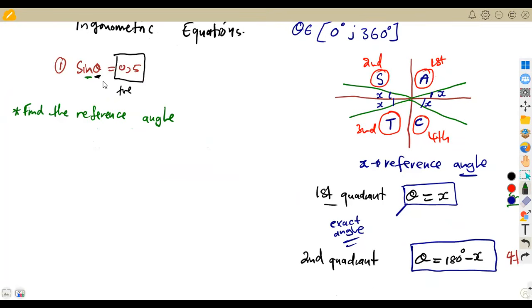So where sine is positive, we are going to have our sine positive in the second quadrant and also in the first, for all it's for everything. So we are going to have this positive in the first and in the second quadrant.